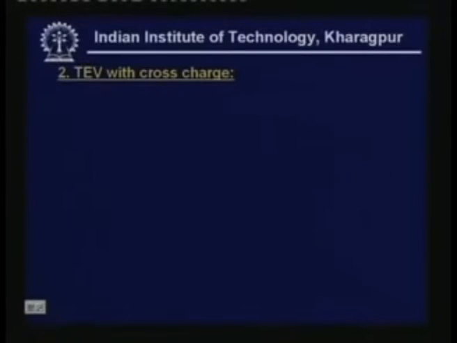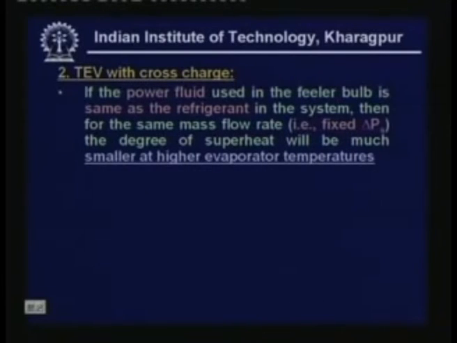So that was the first variation available, and the second variation is what is known as thermostatic expansion valve with cross charge. If the power fluid used in the feeler bulb is the same as the refrigerant in the system, then for the same mass flow rate, that means I fixed delta PS, the degree of superheat will be much smaller at higher evaporator temperatures.